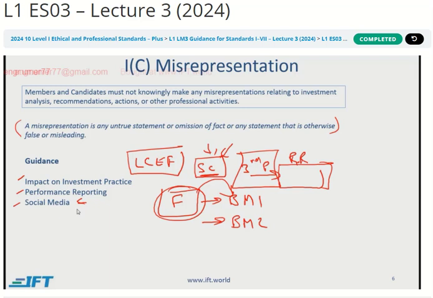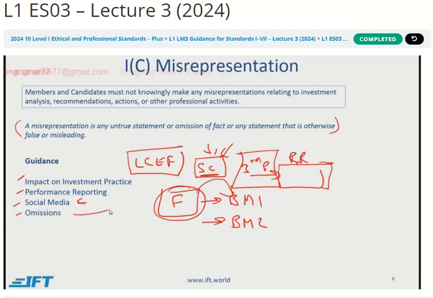That might tempt investment managers to make somewhat vague and potentially misleading statements. The guidance on this is that firms should use exactly the same presentation and, to whatever extent possible, the same language, so that the message is not different between social media and print media.